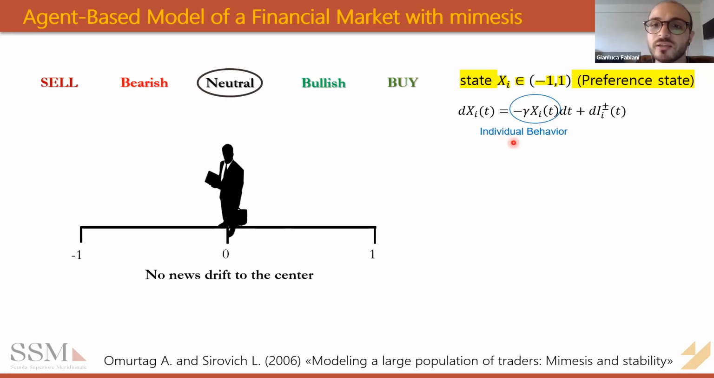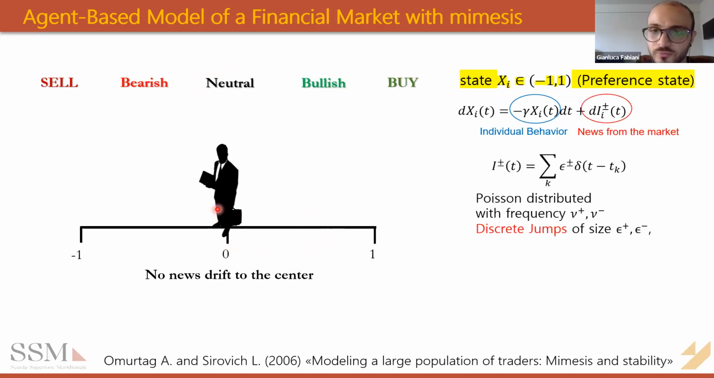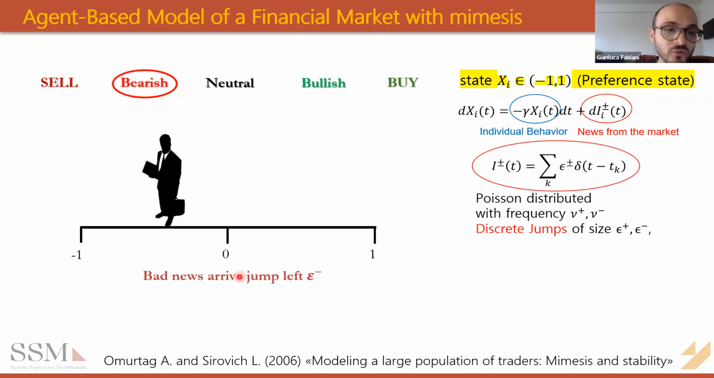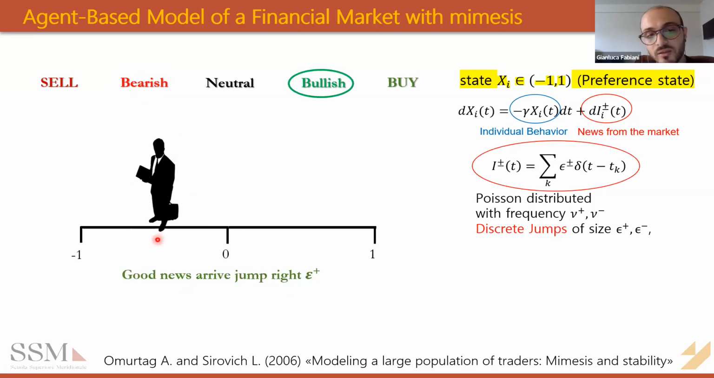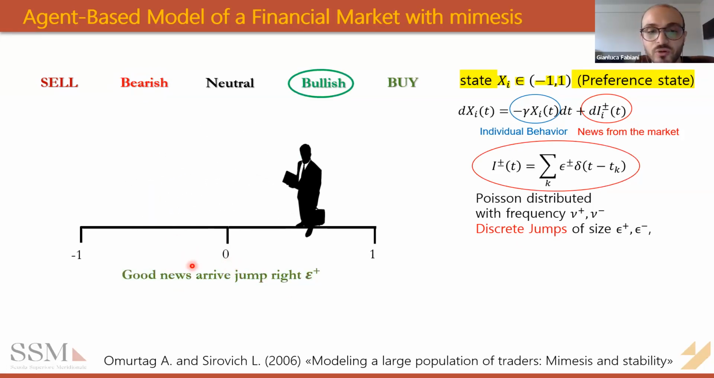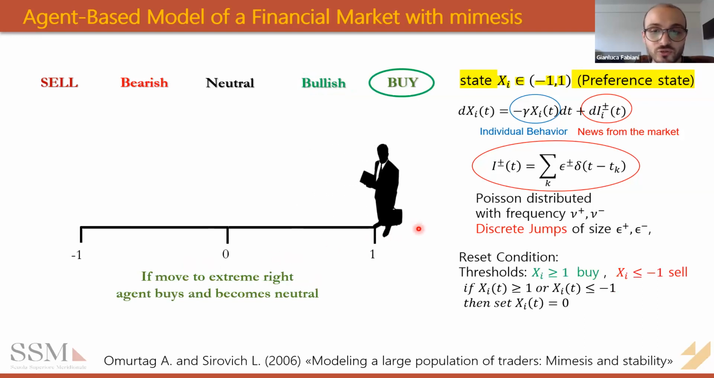If the agent is isolated, we have an individual behavior that just drifts the agent to the center, so to a neutral position. But there are also news from the market that can be both good and bad news. And there are Poisson distributed arrivals of this news with frequency E plus and E minus, and this generates discrete jumps in the agent. So if a bad news arrives, the agent jumps to the left, and if a good news arrives, the agent jumps to the right. But there is also a reset condition.